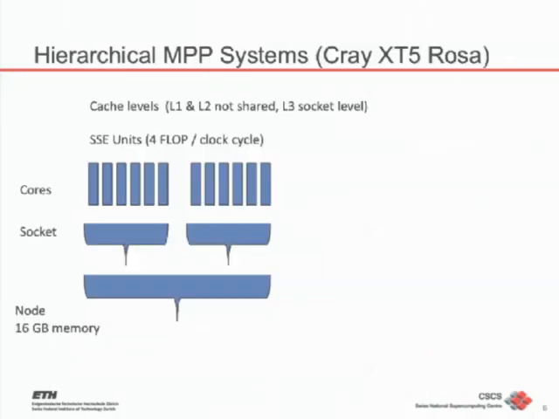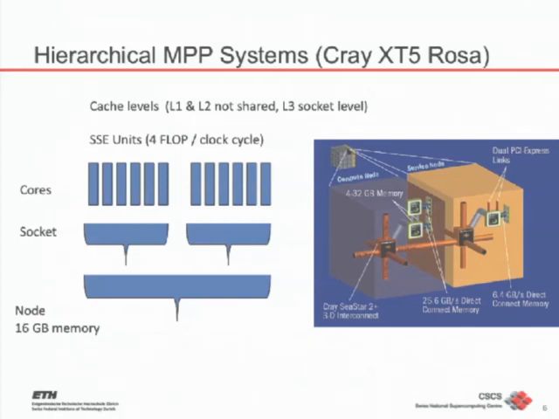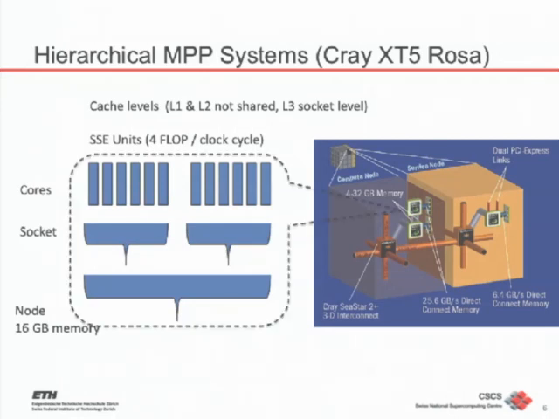So on the Cray XT5, what do we actually have? We have 12 cores arranged on 2 sockets, 16 gigabytes of memory. This is a standard Cray-designed marketing tool for showing what a compute node looks like, and where all the bandwidth impacts are.